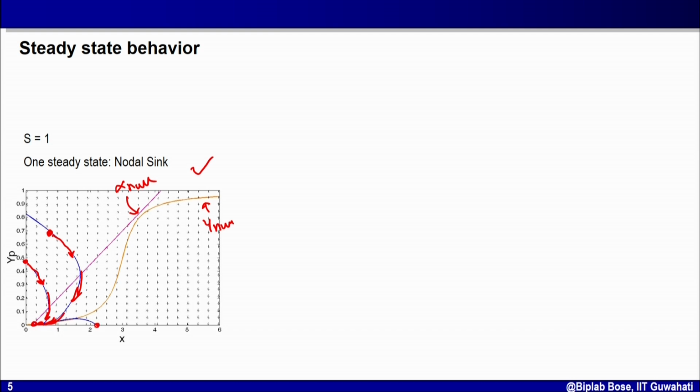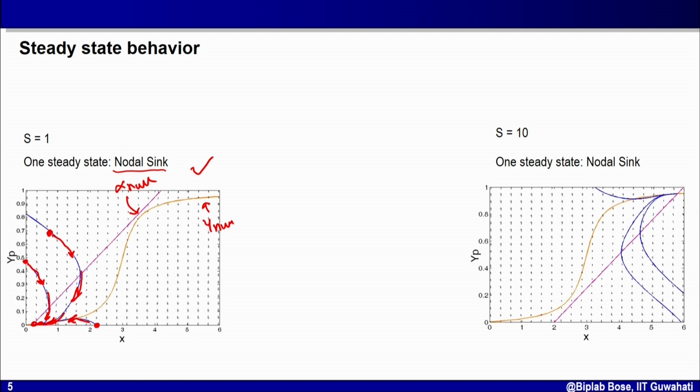Here, if you have started at this point at t equal to 0, then you can collapse again on that same steady state. So this steady state, if you do exhaustive analysis, which is beyond the scope of this course, you will find that this steady state is a nodal sink. I have only one steady state at S equal to 1, and that's a stable nodal sink. What happens if I have a higher value of S equal to 10?